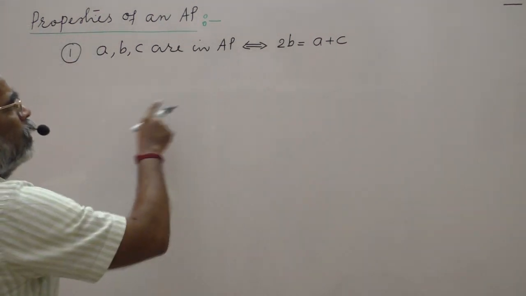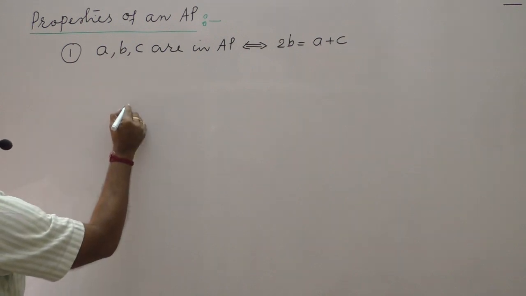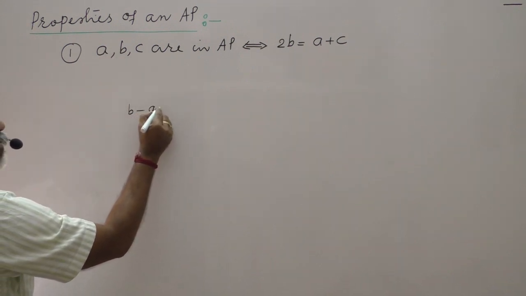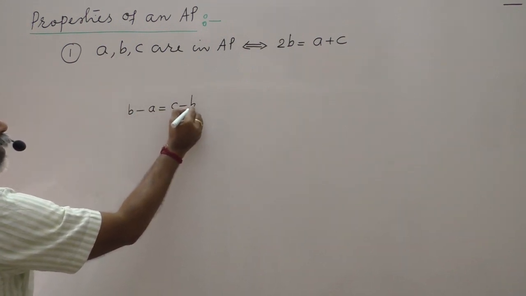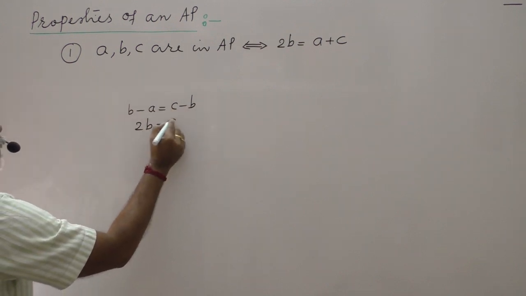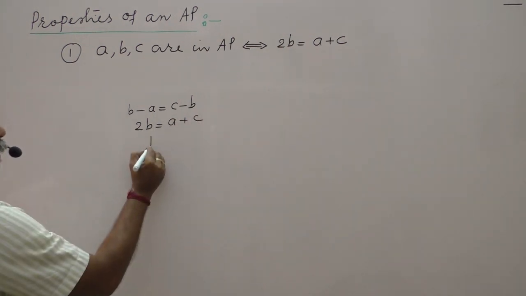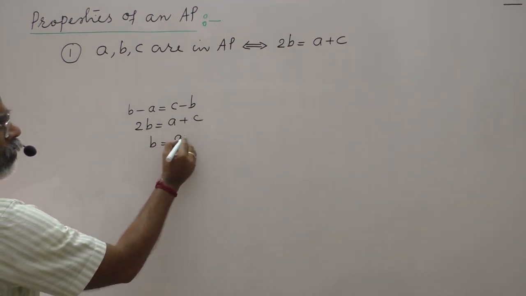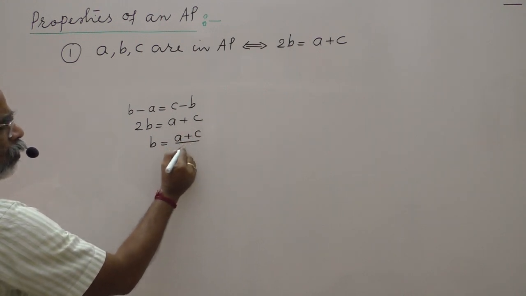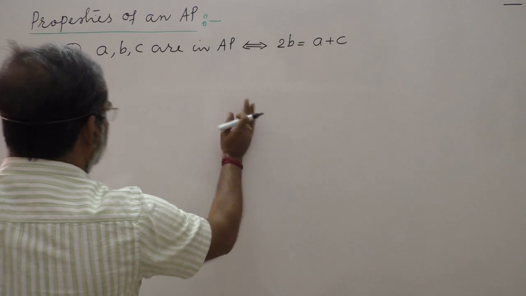How did you get this? Since these are in AP, the common difference will be the same. That is, B minus A equal to C minus B. Writing B on one side, it becomes 2B equal to A plus C, or B is equal to (A plus C) by 2. So this is a property of the AP series.